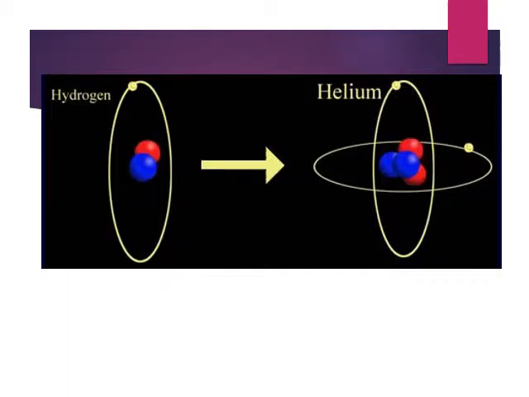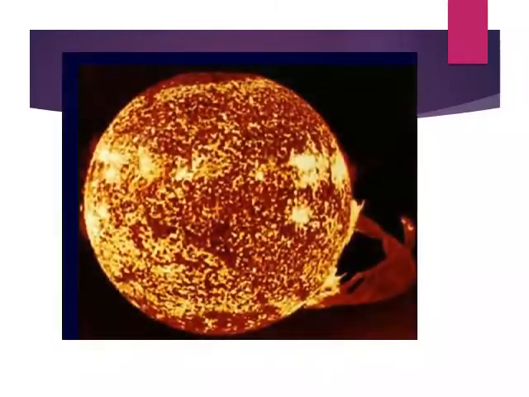Here we just see the hydrogen atoms changing to helium. Just think about how many hydrogen atoms you would need to form a helium atom. And our own Sun is in this main sequence phase right now.